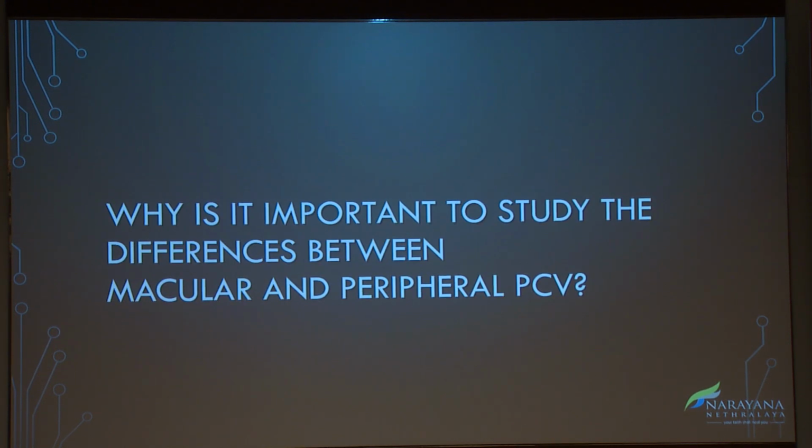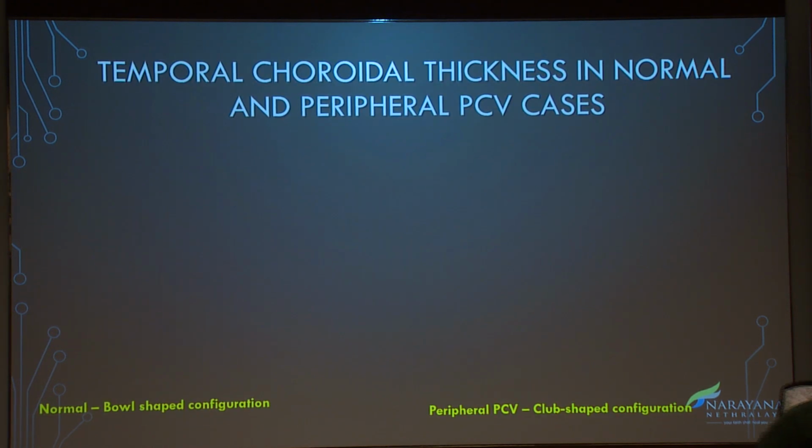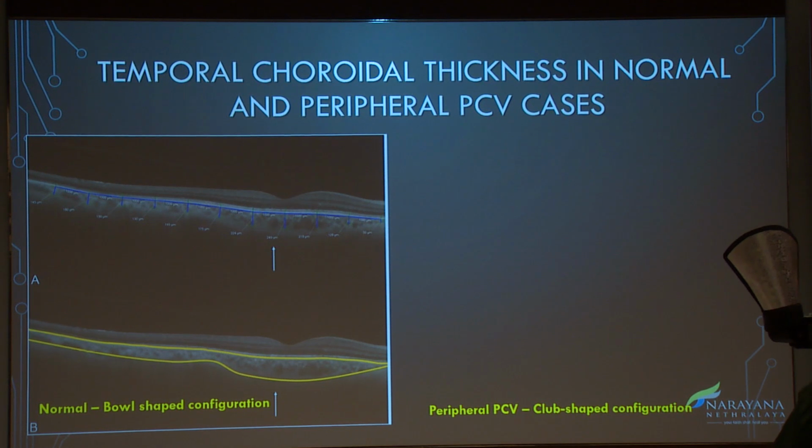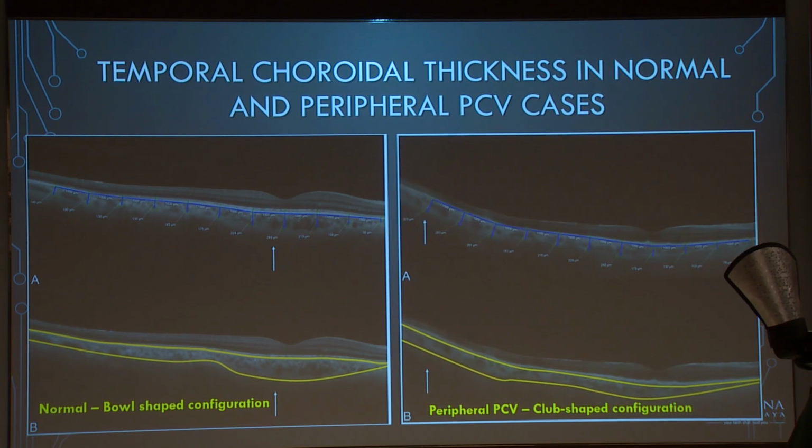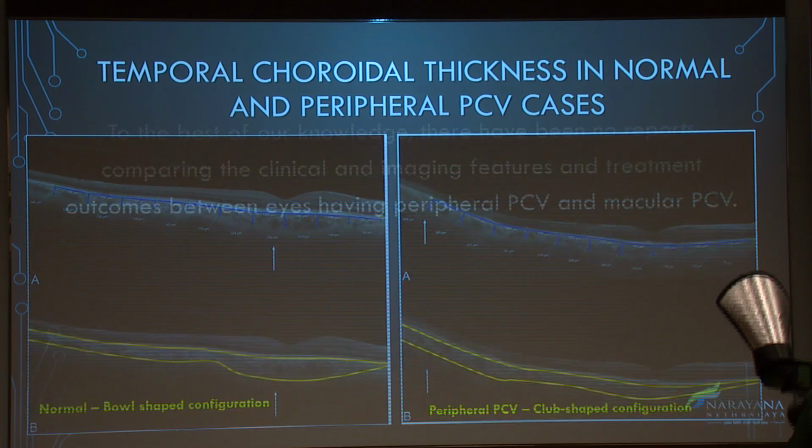Why is it important to study the differences between macular and peripheral PCV? Studies have shown that the normal subfoveal choroid is thicker and tapers off to the periphery, giving a normal bowl-shaped configuration, whereas in peripheral PCV, the choroid is thinner subfoveally, giving it a club-shaped configuration.